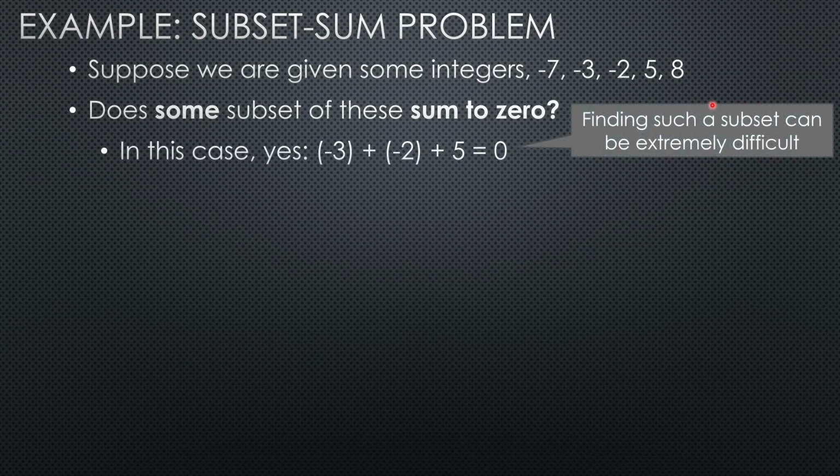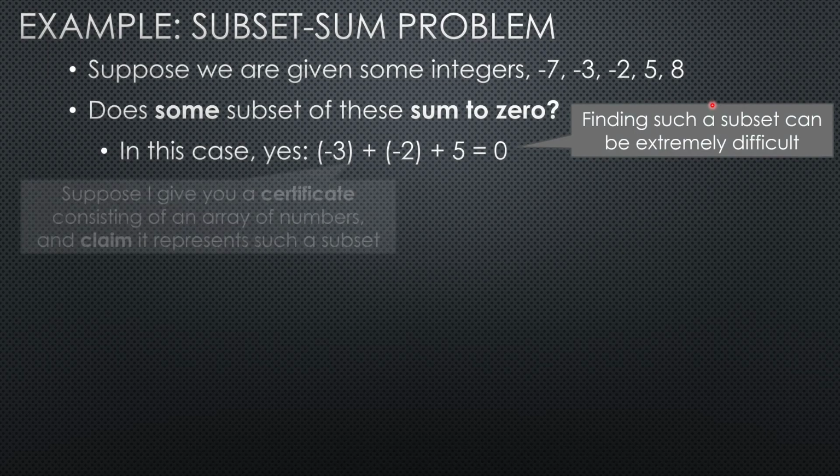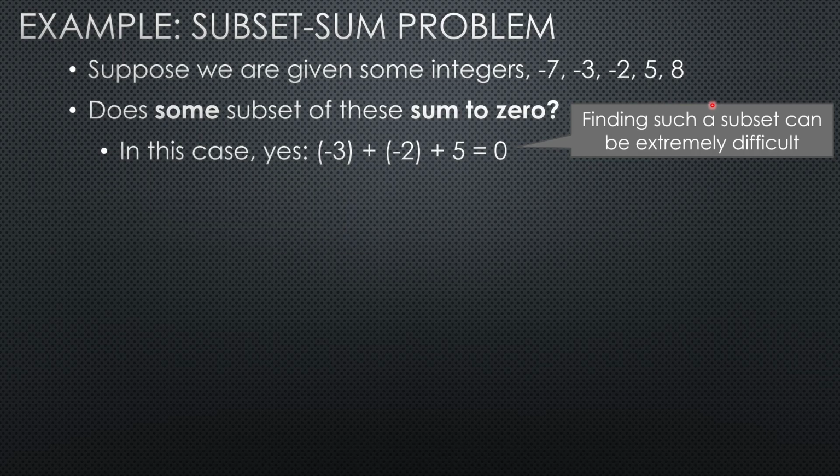Now, finding such a subset can be extremely difficult. My claim is this is about as hard a problem as we know how to formulate. That's not exactly true, but it's close enough. This turns out to be an NP-complete problem, if I can spoil this for you. This problem is as hard as every other problem in NP. And we'll find out that the problems in NP are very hard problems. We don't know how to solve any of these problems in polynomial time.